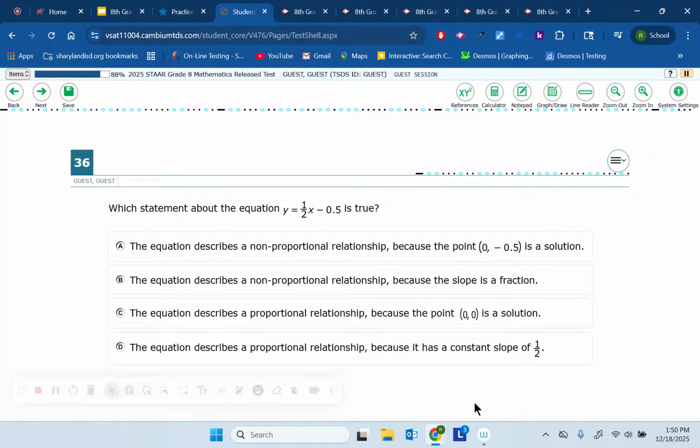Okay, so I've got to graph y equals 1 half x minus 0.5. So what is true? It's definitely linear. So this is a non-proportional relationship. Non-proportional relationship. Proportional relationship.